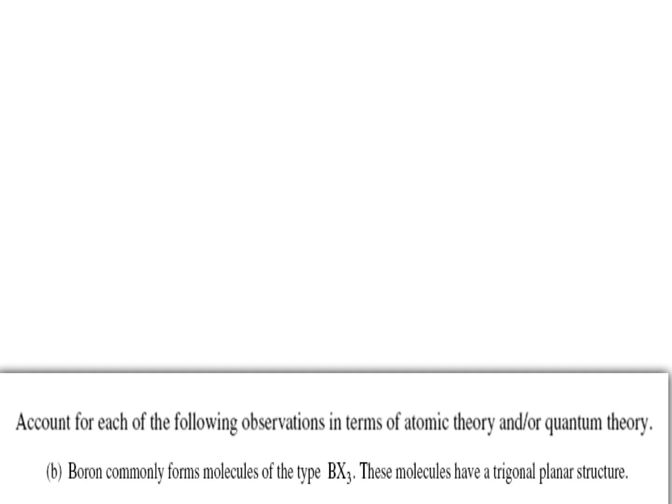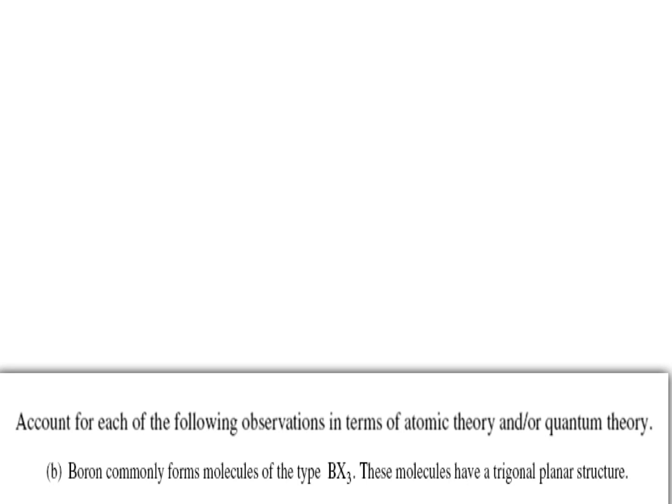So here's that term, account for. Remember, account for means explain. This is very much AP vocabulary. Account for each of the following observations in terms of atomic theory and/or quantum theory. So I pulled out one. Boron commonly forms molecules of the type BX3. These molecules have a trigonal planar structure. This is a stated fact. What it's asking for you to do is give me some science to explain why this happens.